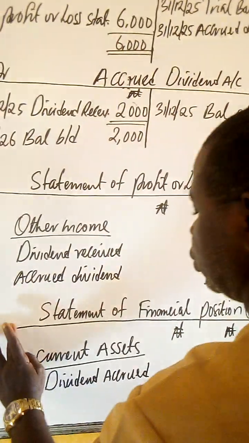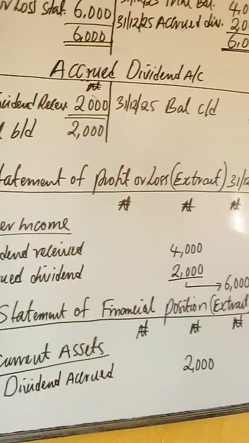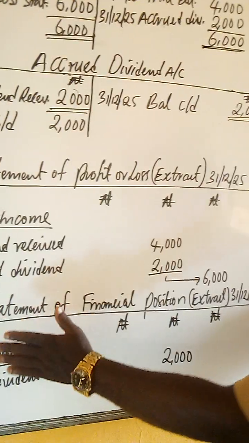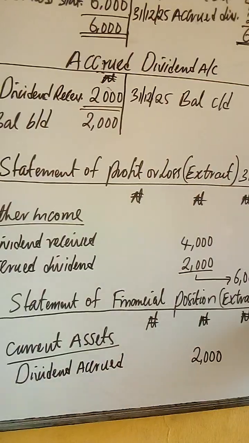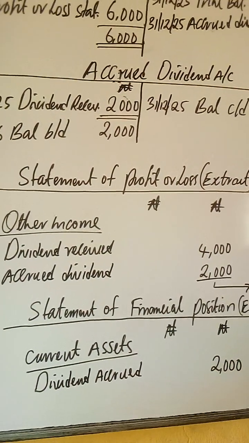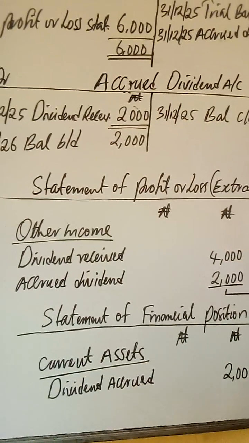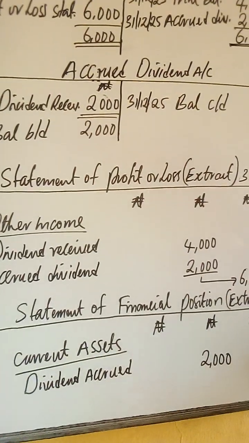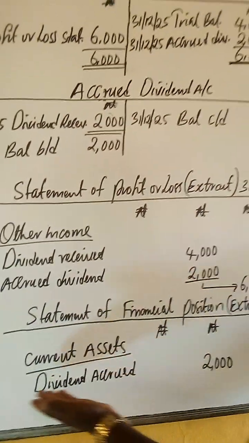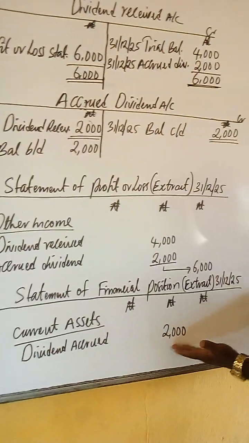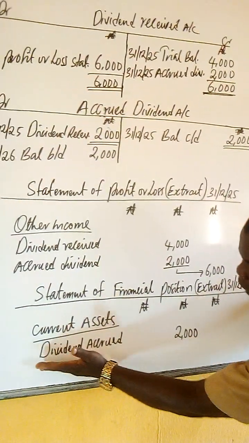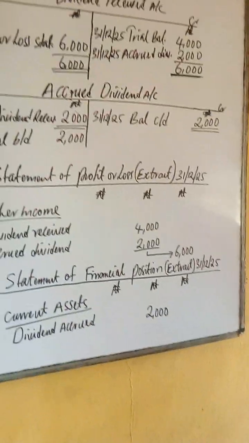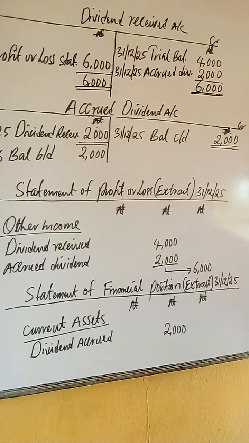Next, we go to the statement of financial position, to see how accrued income is treated. Accrued income is treated in the statement of financial position as a current asset. Mind you, I told you that accrued income is a current asset because it's income earned by the business which has become a business income that is yet to be received, so it becomes an asset to the business. Under current assets, dividend accrued is treated. As we put other current assets, dividend accrued also will appear as one of the current assets. This is how the adjustments are made in the financial statement.